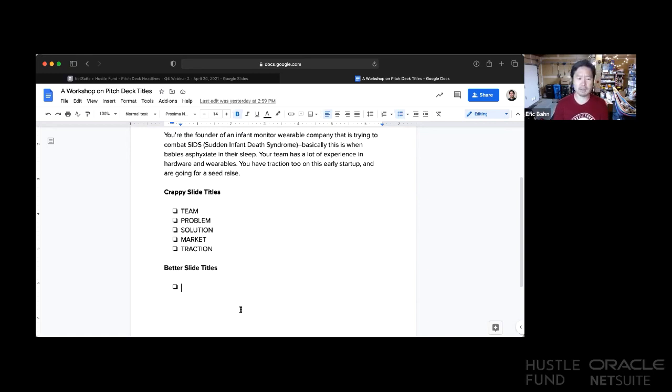Instead of just saying problem, let's go with something like: every year, let's make it a little less somber, 37,000 infants die in their sleep due to SIDS, and it's completely preventable. So that's the problem statement, which is a lot of dead babies. Wow, that's terrible, and I don't want to be flippant about this. This really did freak me out as a young parent, and I'm sure many of you too.